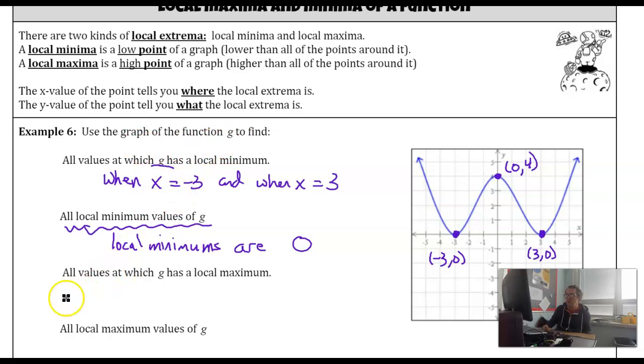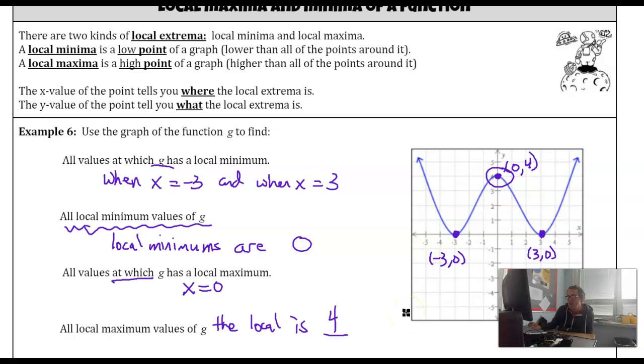So let's use the graph to figure out all values at which g has a local maximum. So this is a graph of g. There's a local maximum here. That happens when x equals 0. And what is the local maximum? The local max is the y value of that point, 4.